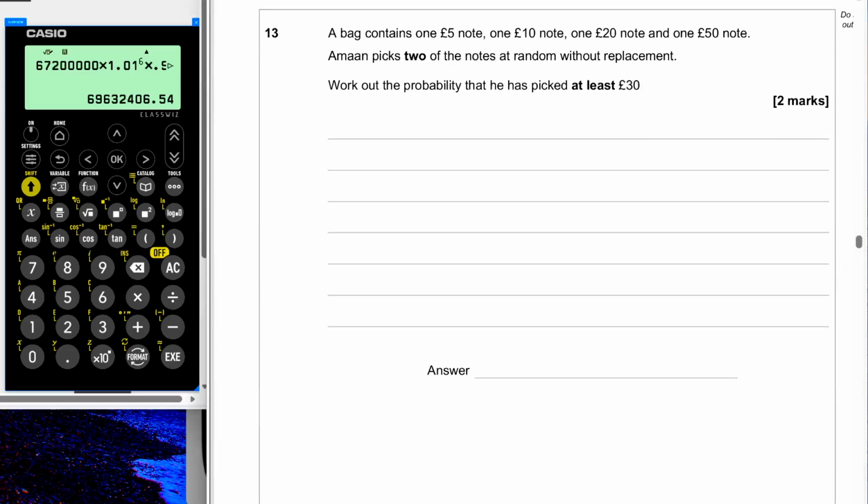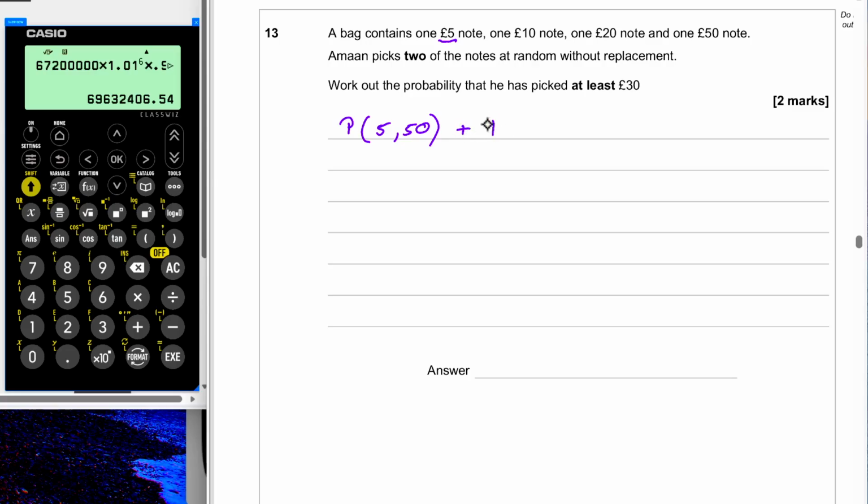Question 13. A bag contains 1 £5 note, 1 £10 note, 1 £20 note, and 1 £50 note. Amir picks 2 of the notes at random without replacement. Work out the probability that he picks at least £30. Right, okay, so let's think about this. If one of the notes is a £5, the other note must be a 50.